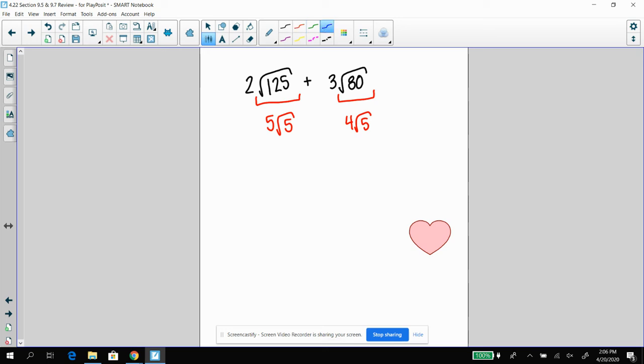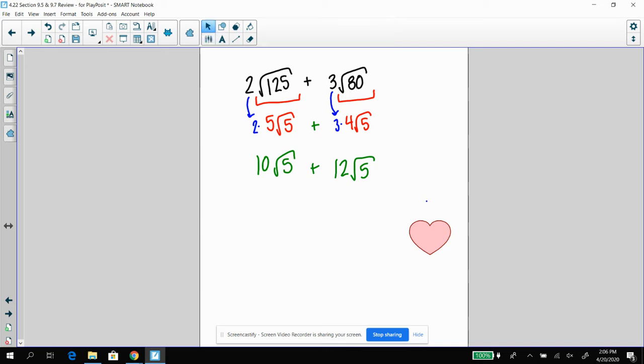Now you are almost done. So don't forget, you've got to multiply this guy by 2. You've got to multiply this guy by 3. And now this looks like something you can work with. So here you've got 10 root 5 and you've got 12 root 5. And if you add these suckers up, you get 22 root 5.